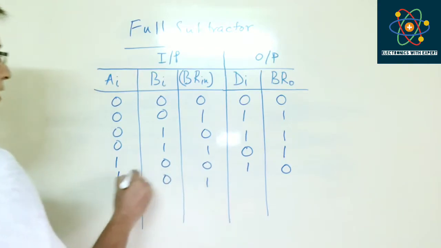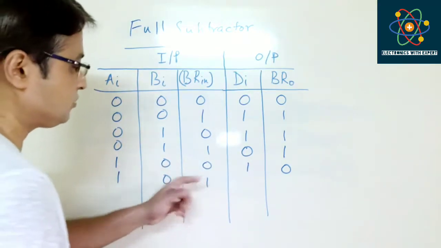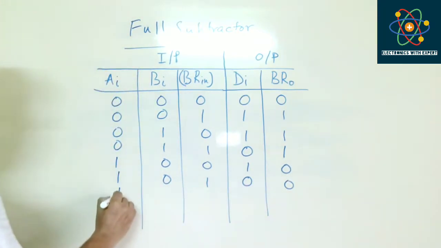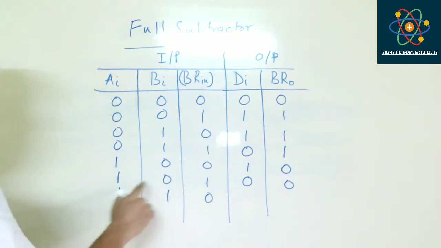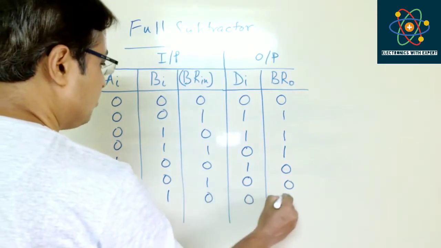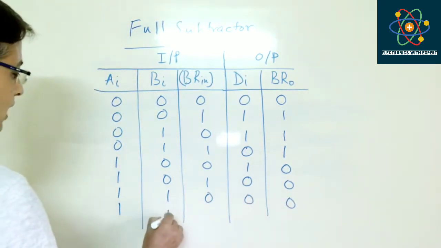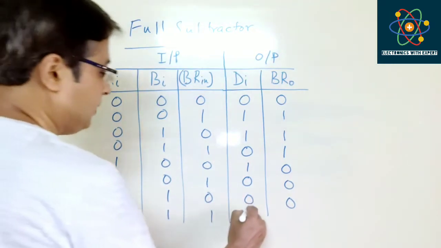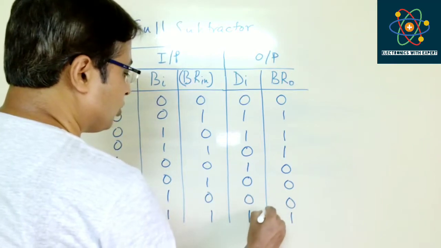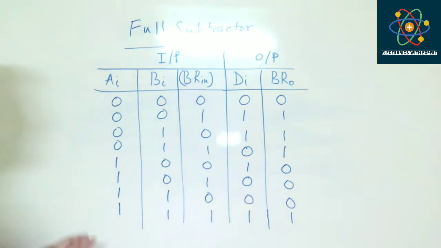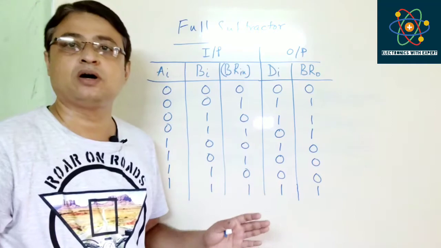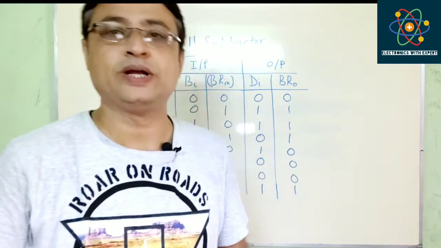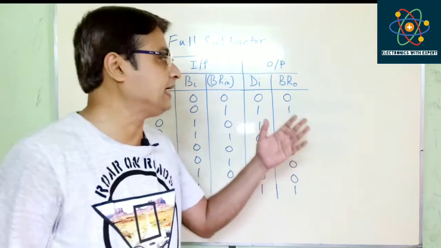1, 0, 1: 1 minus 0 means 1, 1 minus 1 becomes 0, and there is no borrow out. 1, 1, 0: 1 minus 1 becomes 0 and borrow out 0. 1, 1, 1: that means 1 minus 1 is 0, 0 minus 1 becomes difference 1 and borrow out 1. So this is the entire truth table for a full subtractor circuit. Now let's move on to the output expressions for both the difference and the borrow out.